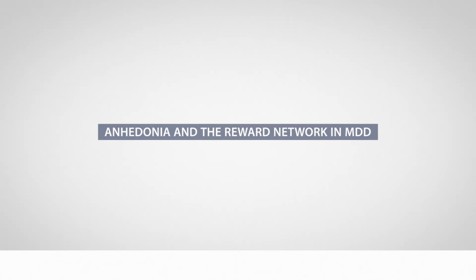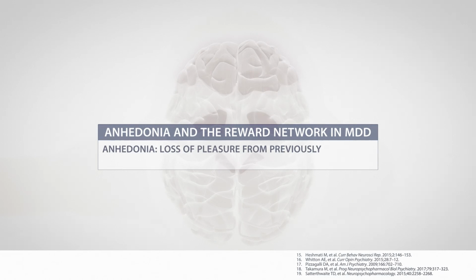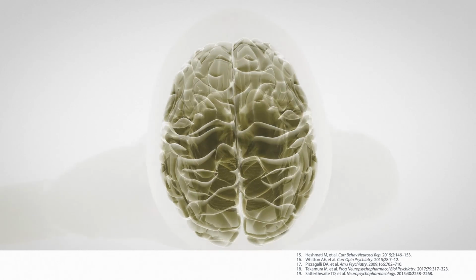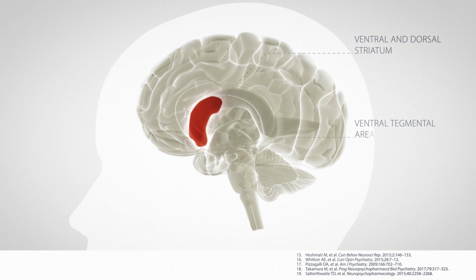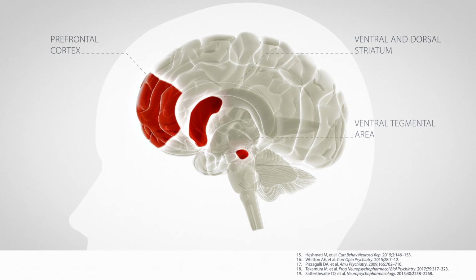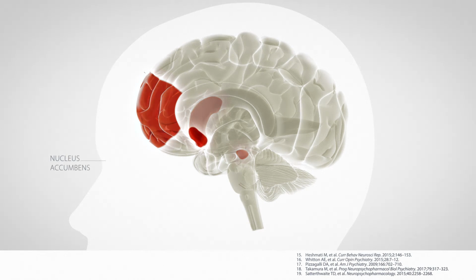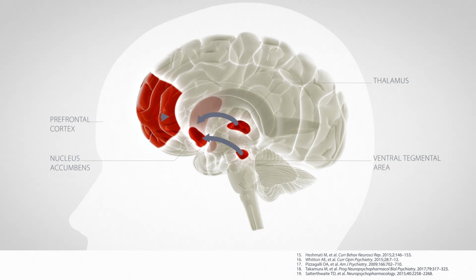Anhedonia and the reward network in MDD. Anhedonia, or loss of pleasure from previously rewarding stimuli, is a core symptom of MDD that may reflect impaired reward processing. The reward circuit includes the ventral and dorsal striatum, ventral tegmental area, and prefrontal cortex, and is rich in dopaminergic and glutamatergic connections. The nucleus accumbens of the ventral striatum receives projections from the ventral tegmental area, as well as afferents from the thalamus, prefrontal cortex, hippocampus, and amygdala.